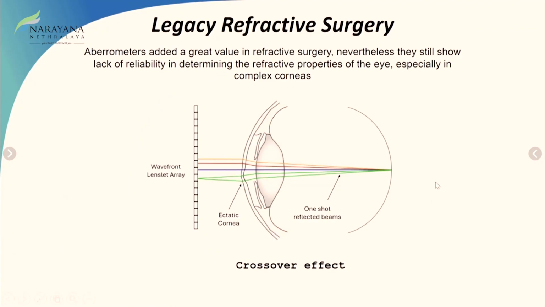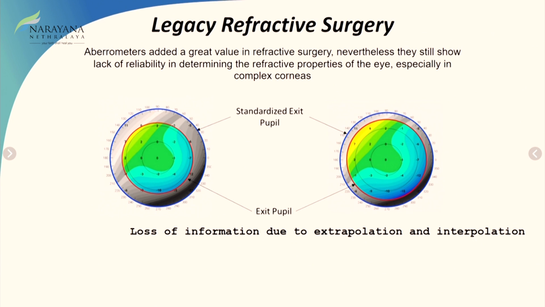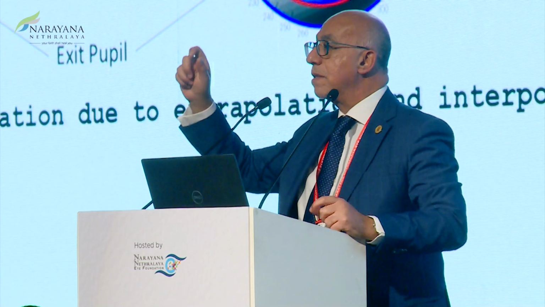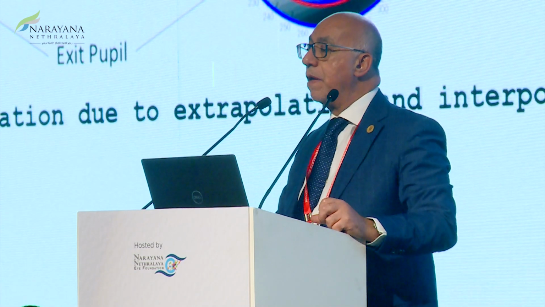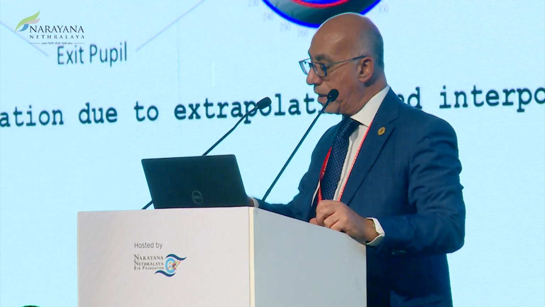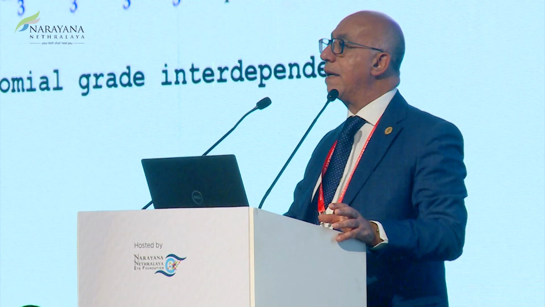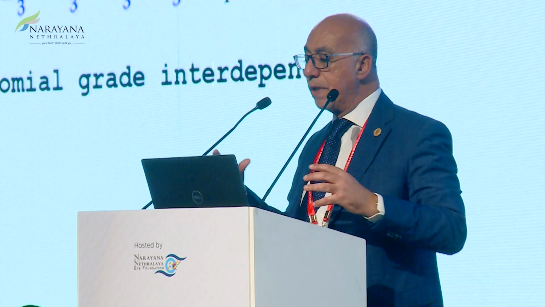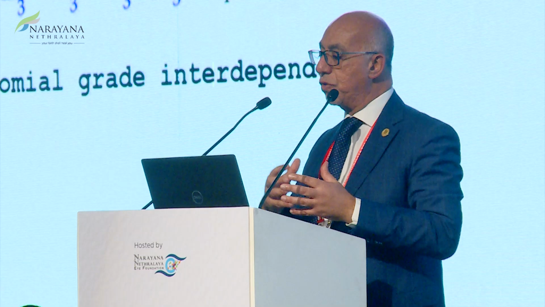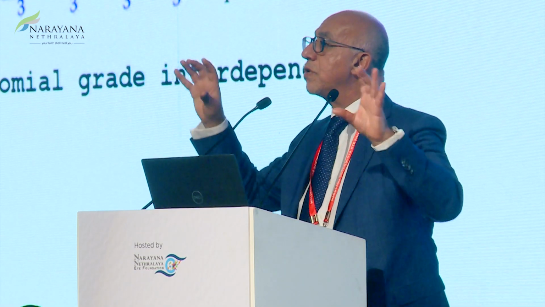The crossovers that we might face by a lot of lenslets, when you have a lot of lenslet arrays to receive the outgoing retinal picture. Again, the aberrometers are limited, and the wavefront size is limited by the size of the pupil. So when you have a small pupil, the extra data are extrapolated, and then the results are not so accurate. And then our reconstruction of images coming from the aberrometers might suffer some inaccuracy due to the polynomial grade interdependence that comes from our knowledge of the Zernike shapes.